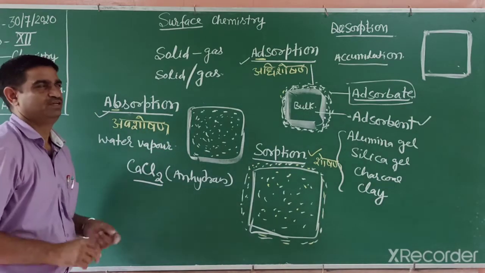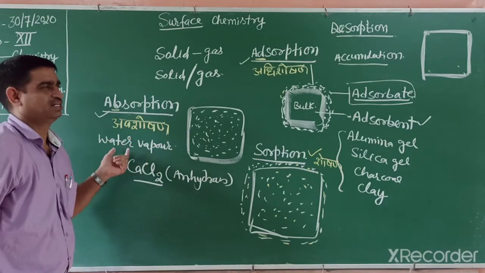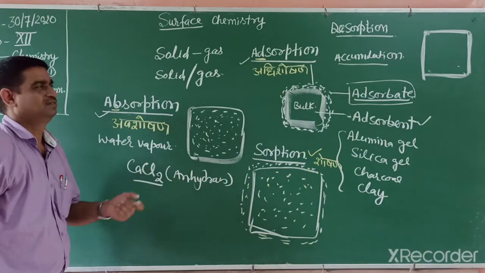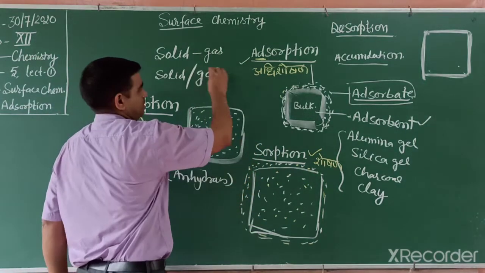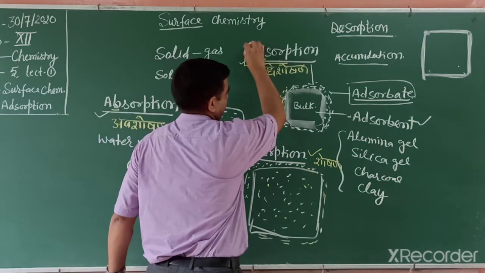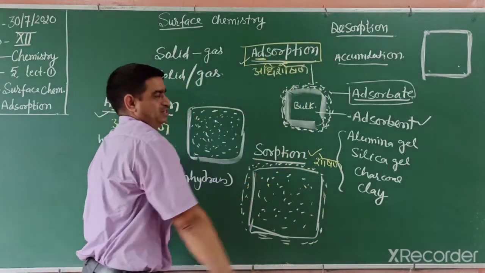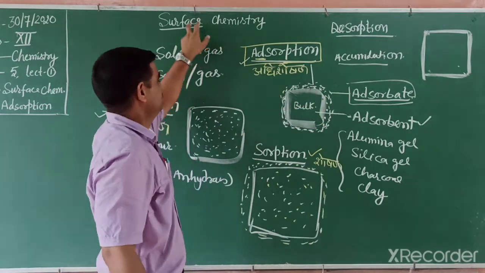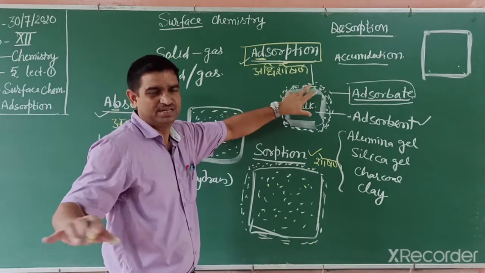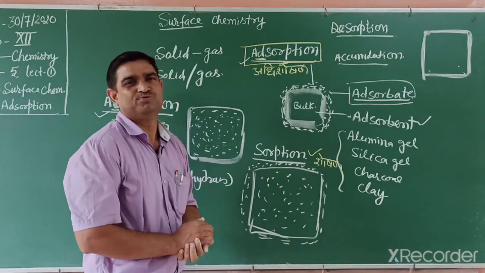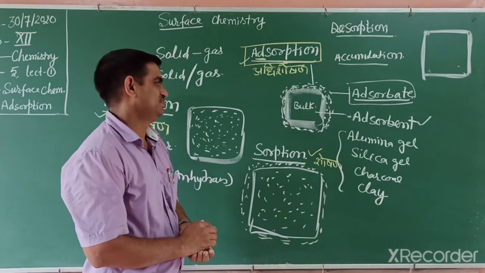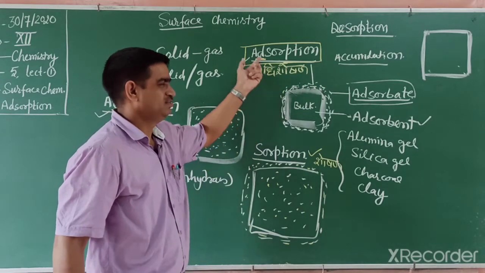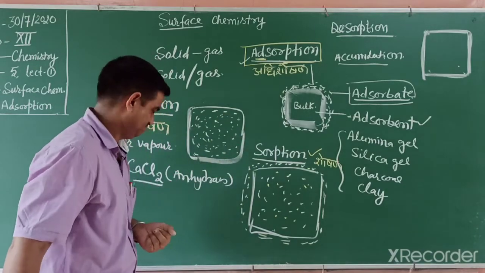By this phenomenon we can explain some examples that occur. In this whole chapter we study adsorption, because this is a surface phenomenon. In surface chemistry we study the phenomena that occur on the surface, so we studied adsorption in detail.